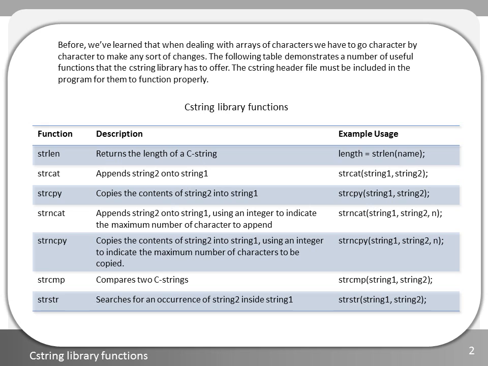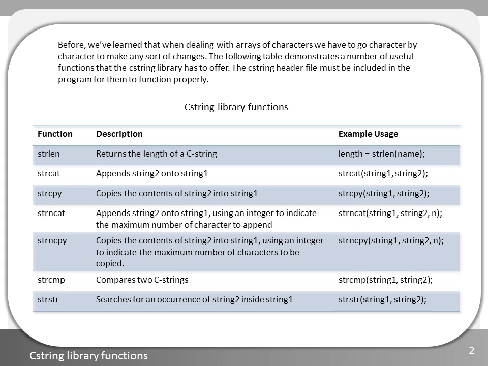Before, we've learned that when dealing with arrays of characters, we have to go character by character to make any sort of changes. The following table demonstrates a number of useful functions that the CString library has to offer. The CString header file must be included in the program for them to function properly. Below is a list of the functions included in this library.